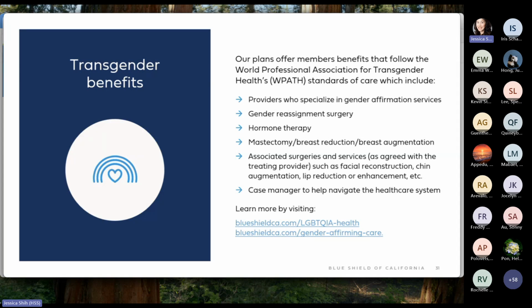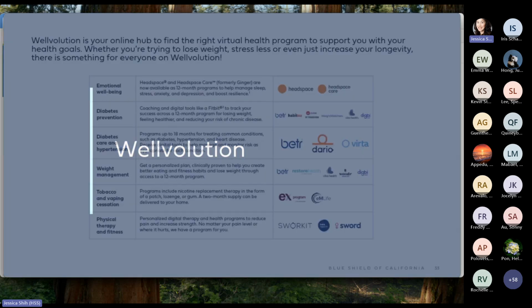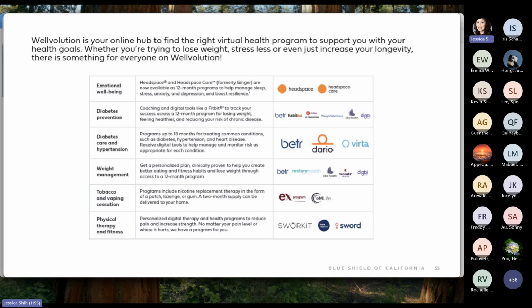Lastly, let's talk about Wellvolution. Wellvolution is your online hub to find the right virtual health program to support you and your health goals. Whether you're trying to lose weight, stress less, or even just increase your longevity, there is something for everyone on Wellvolution. We offer programs around emotional well-being, diabetes prevention, diabetes care and hypertension, weight management, tobacco and vaping cessation, and physical therapy and fitness.